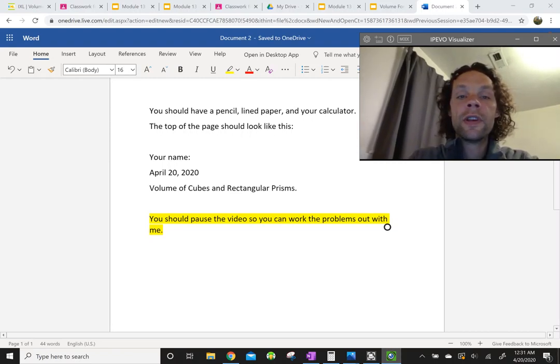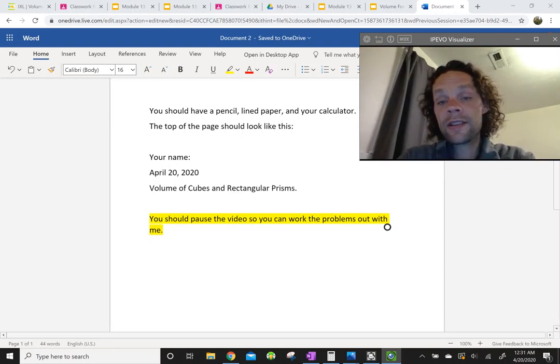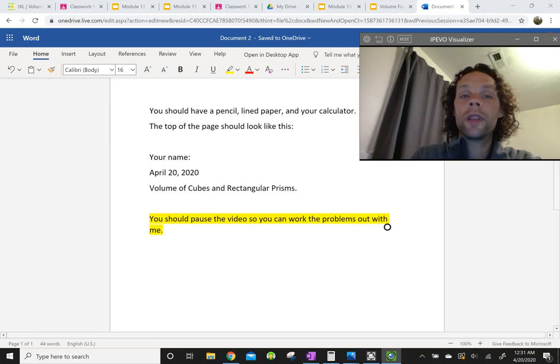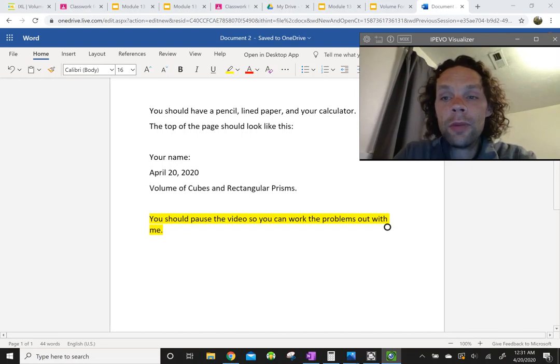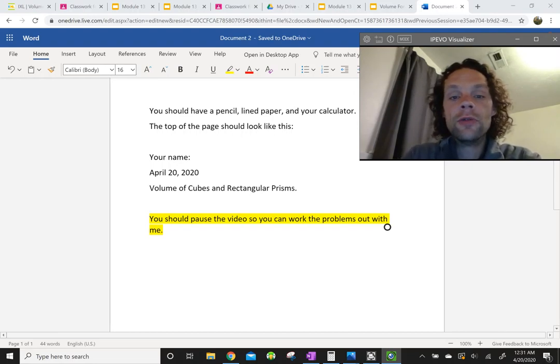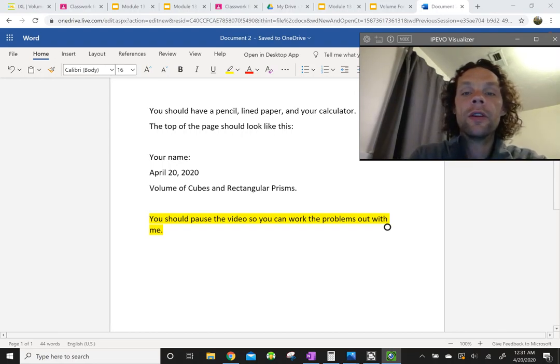And you'll notice right now it says you should have a pencil, lined paper, and your calculator. The top of your page should look like this: your name, the date, and volume of cubes and rectangular prisms. You should pause the video to get these things so you can work these problems out with me, okay? Just because I'm not requiring you to upload a picture of your notes doesn't mean you shouldn't be following along and taking the notes, okay?